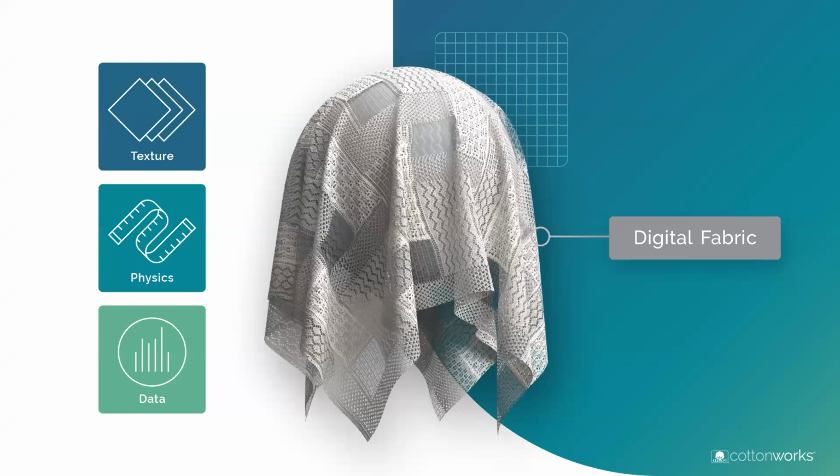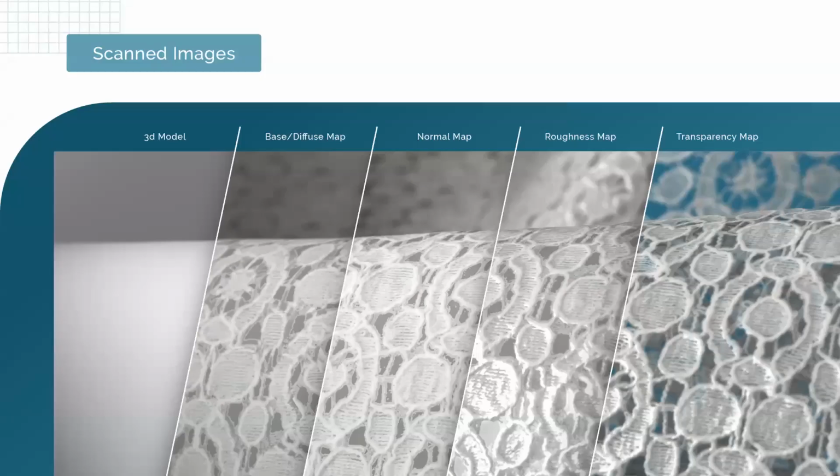As we saw in the video, digital fabrics have three main components: the texture, the physics, and the data. We'll go into a little bit more detail about each one of those. A digital fabric's texture is actually a set of images.